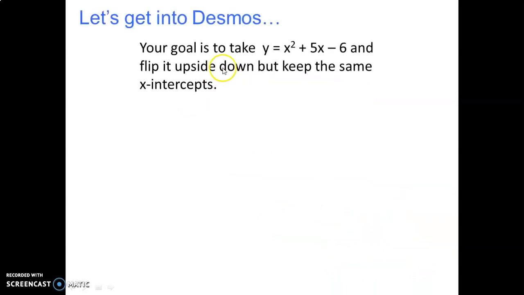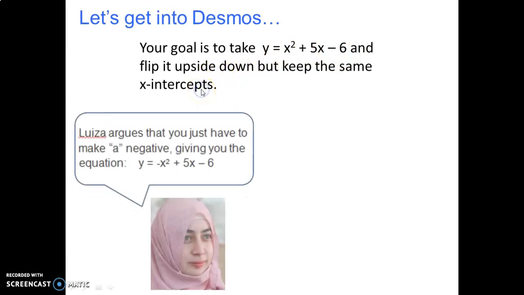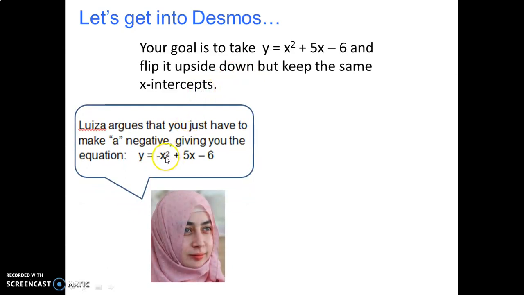Okay, important point, getting into decimals. You're going to look at this one. Here's a standard form. You want to flip it upside down, but keep the same x-intercepts. In decimals, you can investigate. Louisa argues that all you have to do is make the a value negative. So see how she put a negative in front right here, but everything else remained the same. So she knows that negative a will make it concave down.